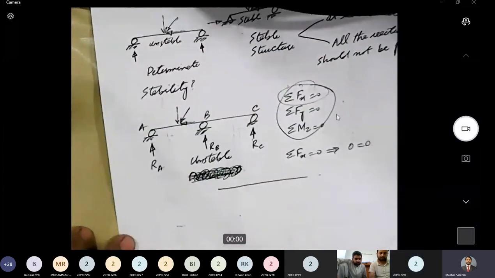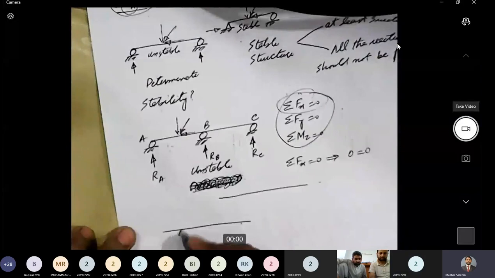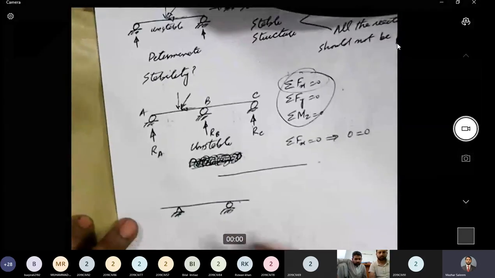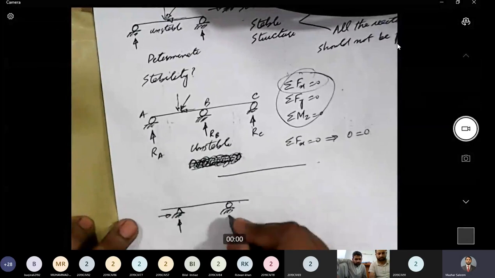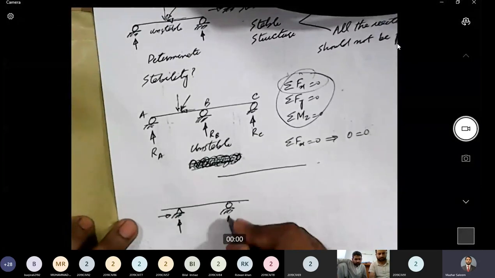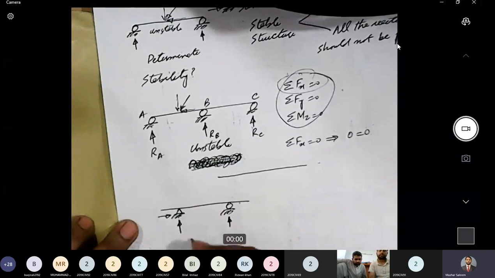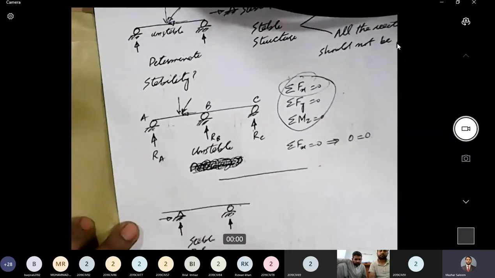Now, what is a double overhanging beam? If I have a double overhang, this is what we call a double overhang. How many reactions will be generated? One reaction here, second reaction here, and third reaction here. There are three reactions and all of them are not parallel to each other. So this beam is stable as well as determinate.